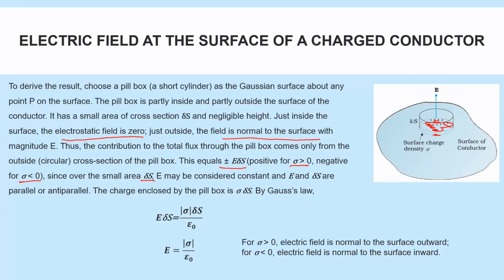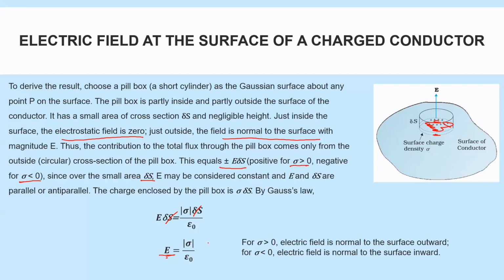So you can see the total flux E del S is equal to the flux that we use in Gauss's law. So we are going to get it as mod of sigma del S upon epsilon 0. So we cancel out del S and del S. What we are left with is the electric field equal to the mod of sigma upon epsilon 0.